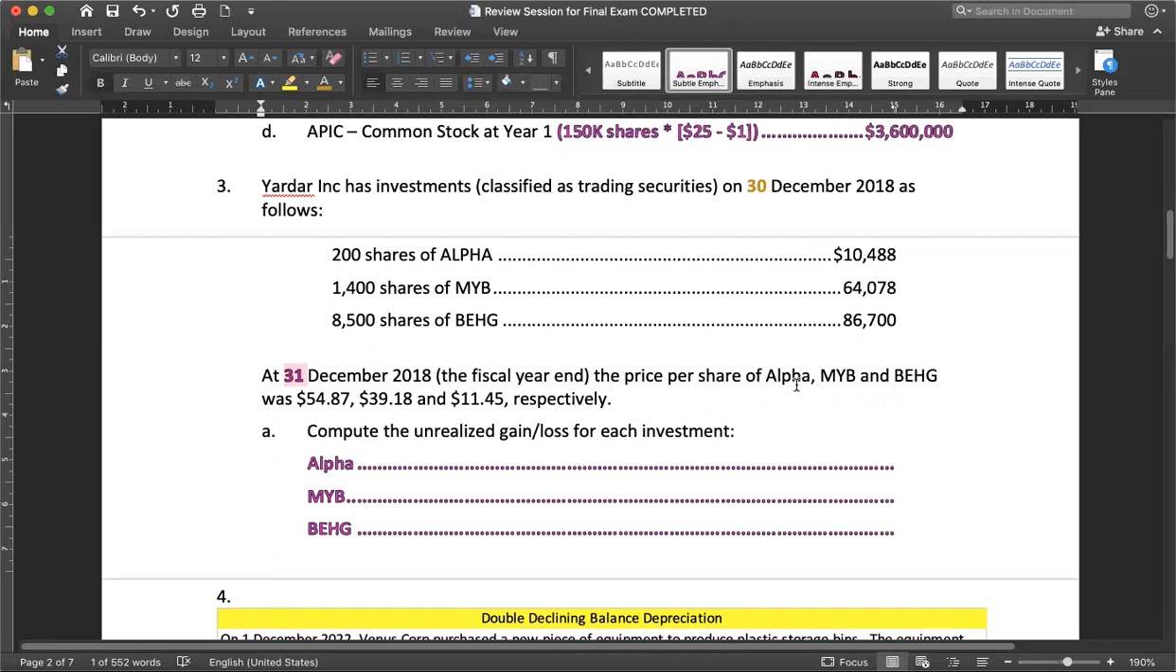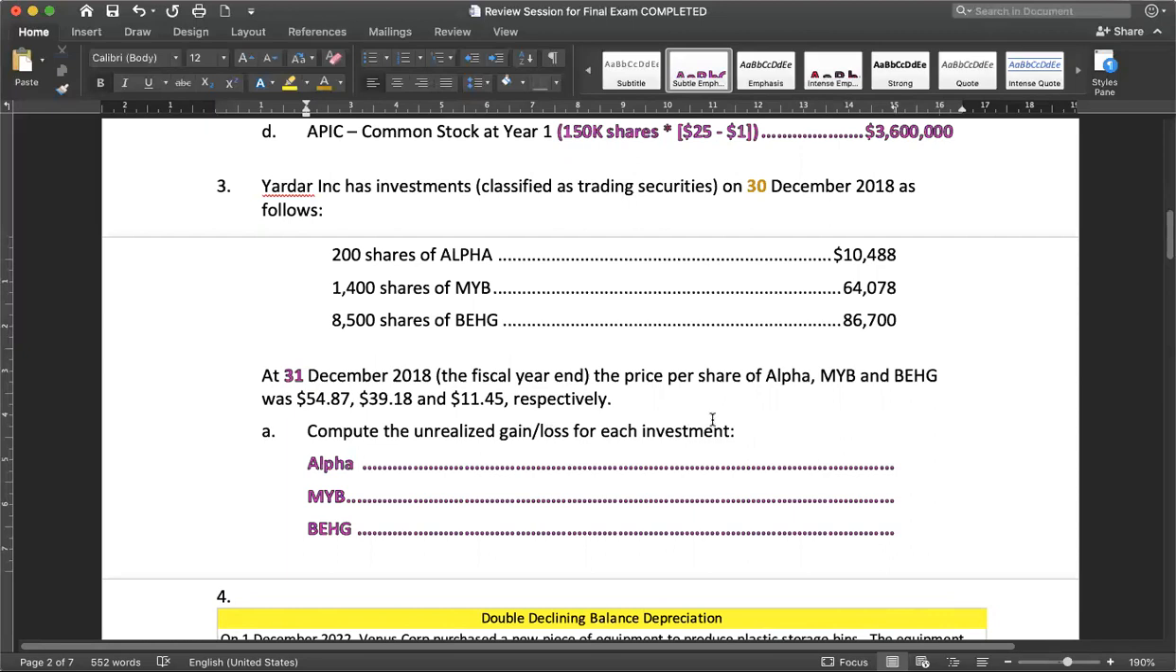So at the 31st of December, the end of the fiscal year, they tell us that the price per share of Alpha, MYB, and BEHG were $54.87, $39.18, and $11.45 respectively. And what we want to do now is to compute the unrealized gain and loss for each investment.